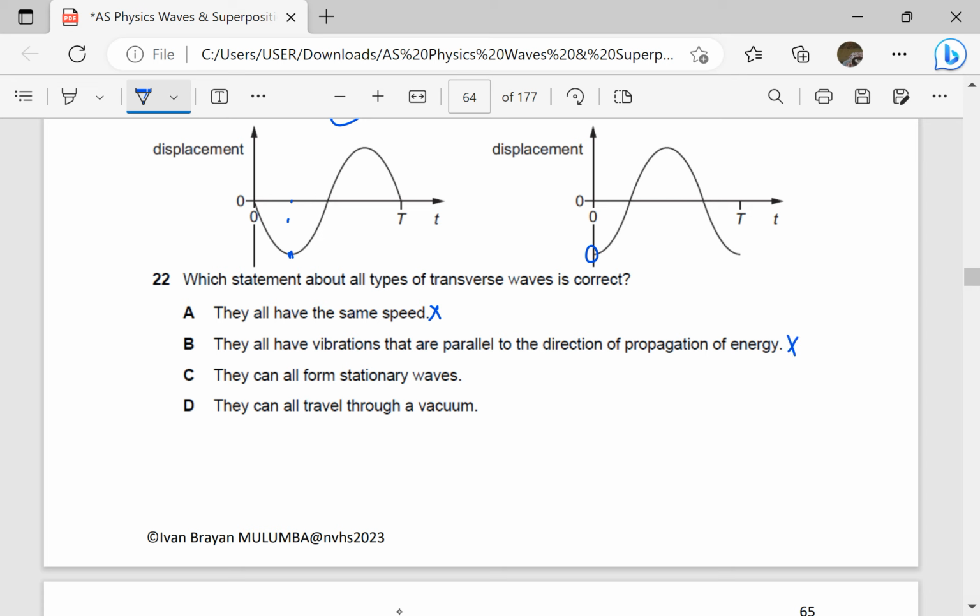They can all form stationary waves. They can all travel through a vacuum? They cannot all travel through a vacuum, but at least they can all form stationary waves. Not all transverse waves travel through a vacuum. It is only electromagnetic waves that travel through a vacuum.